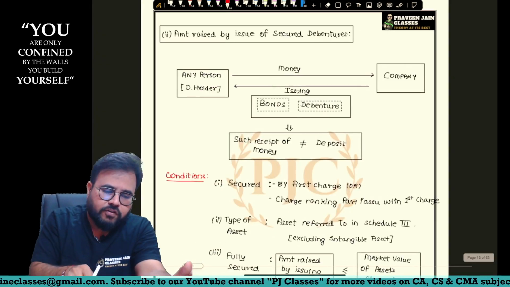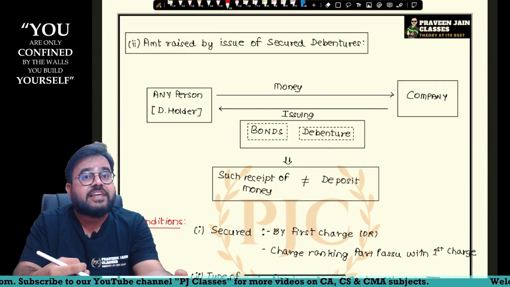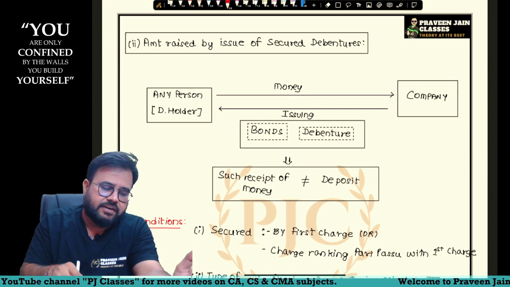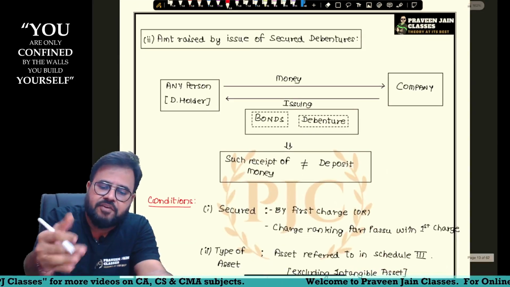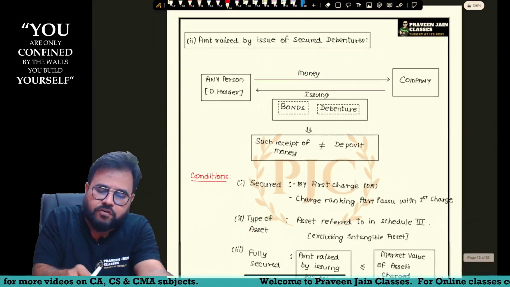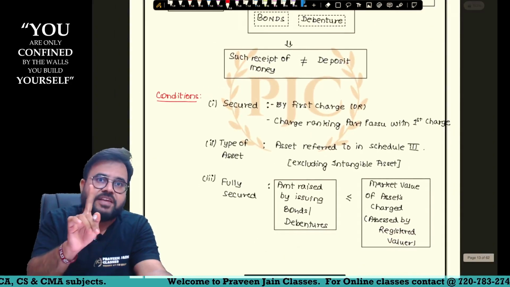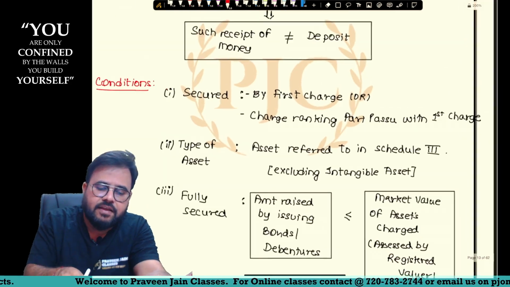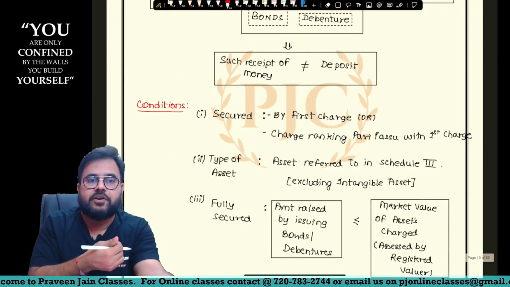One more point is also there, sir. If at all the company is raising money by issuing secured debentures, then also it is not a deposit, sir. For that, other conditions are there, sir. Any person, that is, a debenture holder, is giving money to the company, and the company is issuing bonds or debentures. Such receipt of money is not a deposit. But what is the condition, sir? That should be secured. Yes, that is also secured, sir. But the facts were not given, sir. Here, security should be given by first charge, sir. Those points were not written, sir.